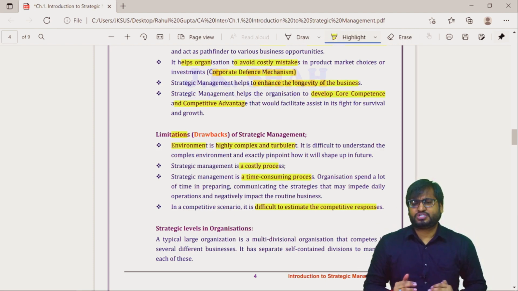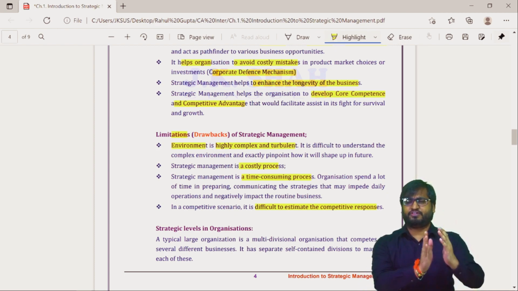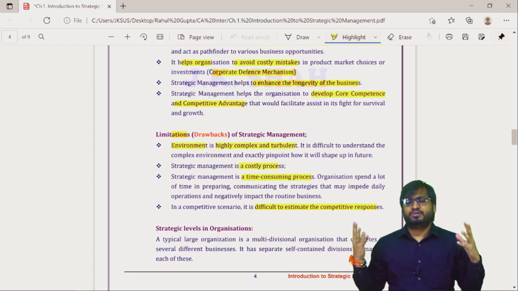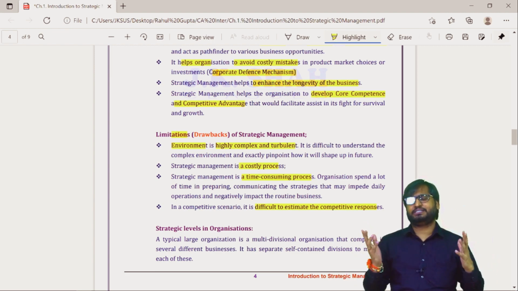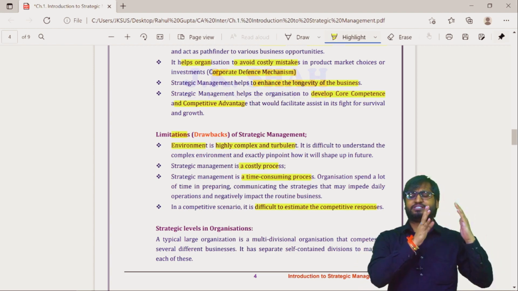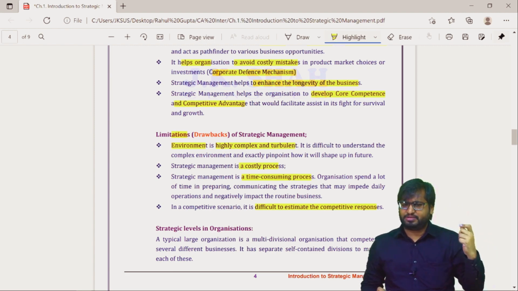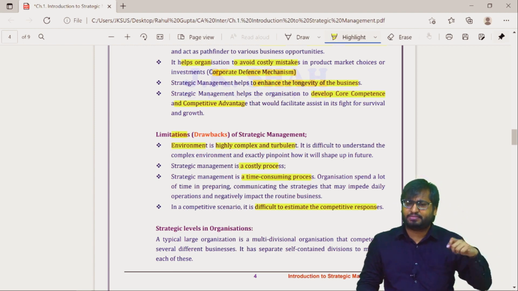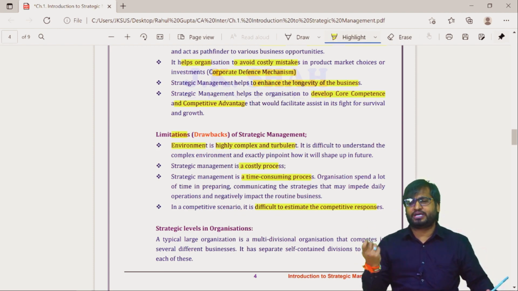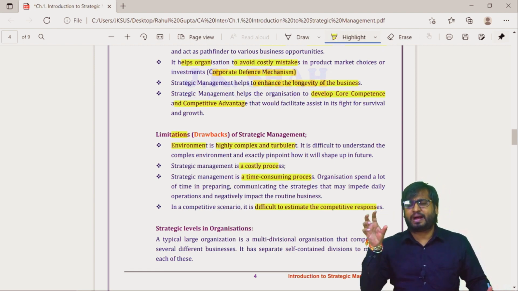The third one, functional level managers. Functional level managers are responsible for a specific function in an organization. For example, ITC has 12 or 16 different businesses. If they have 16 different businesses, we will have one specific business manager for each business. In that, they will have various departments. Marketing can be a department, finance can be a department, HR can be a department, operations or production can be a department.